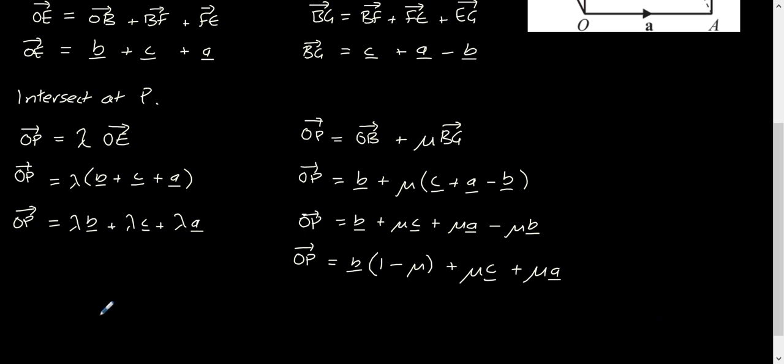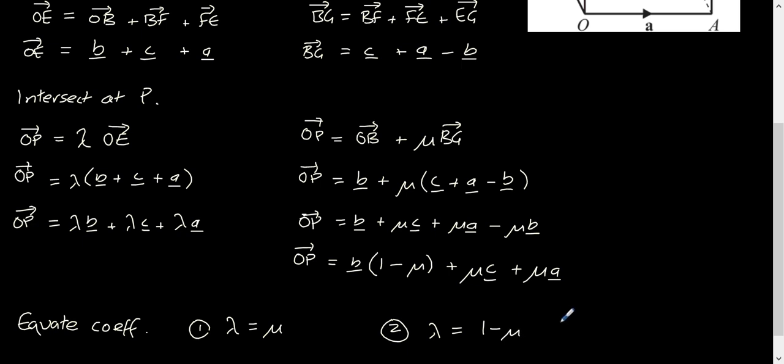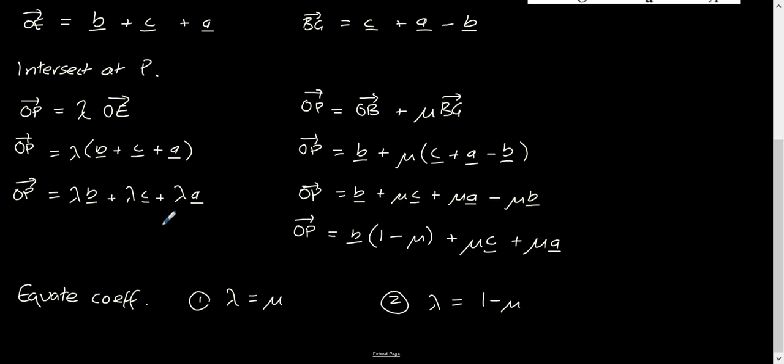And what you can see from that is that mu is lambda. So lambda here is equal to mu here, same for c. And we're going to call that equation 1. And we can also see that lambda b has to be equal to 1 minus mu times b. That's equation 2. So again, just look at that. This number of a's equals this number of a's, this number of c's equals this number of c's, and then this number of b's equals this number of b's, and that's the really important one.